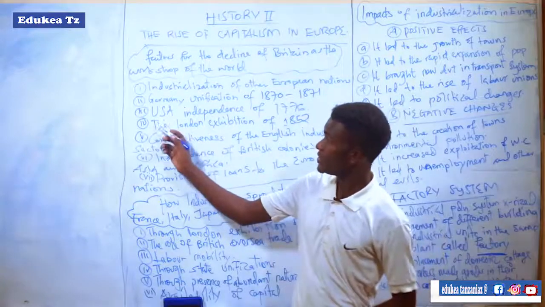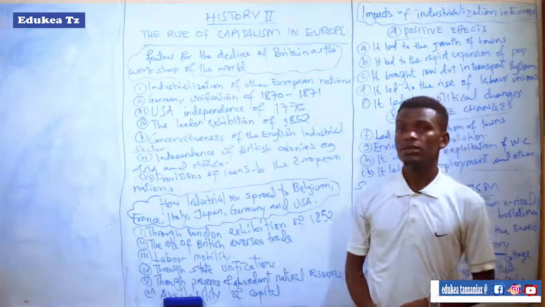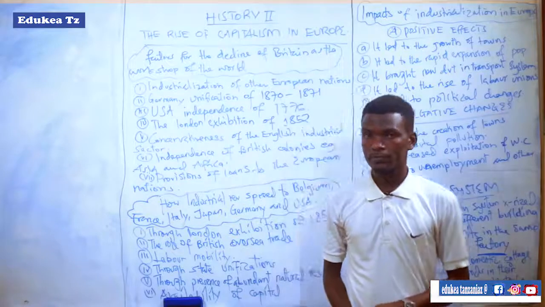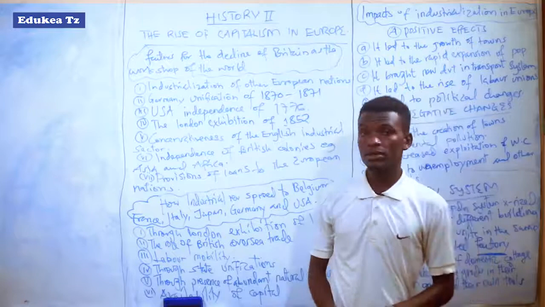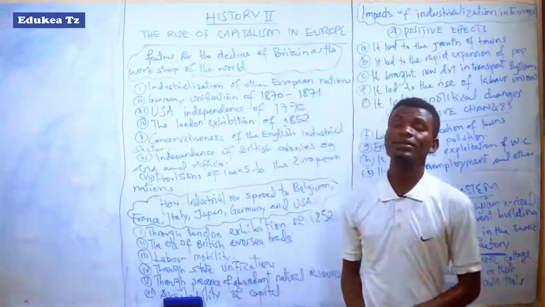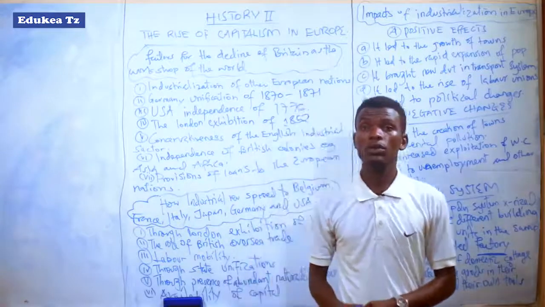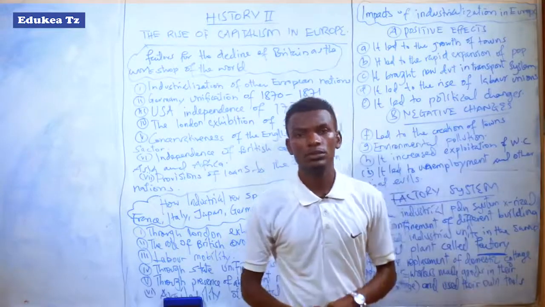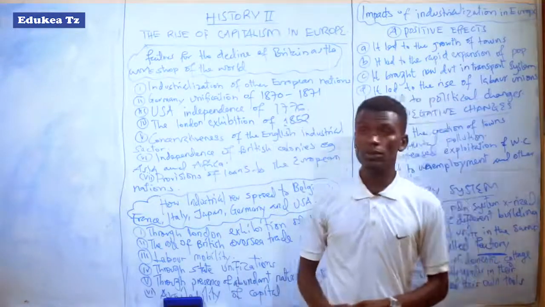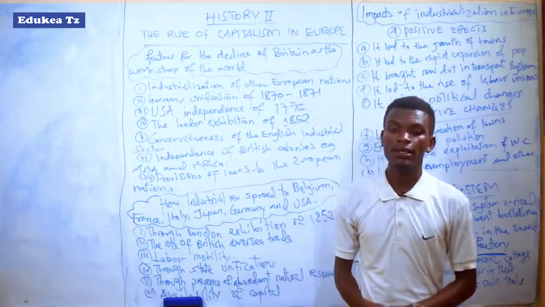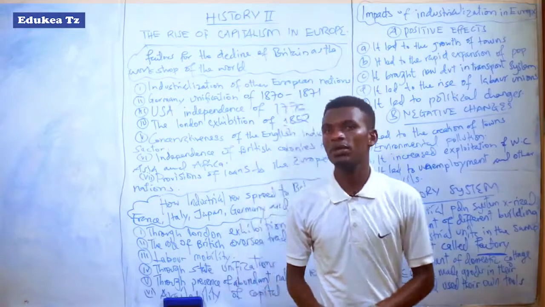But another factor was the USA independence of 1776. The USA independence was the struggle for American independence. It means that America was under the domination of Britain. So in this year, Americans attained their independence. That marked the end of British domination in America.